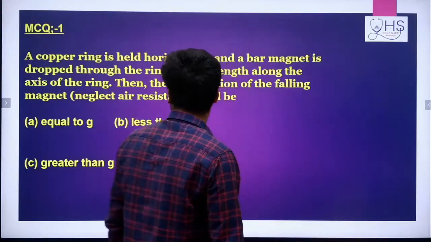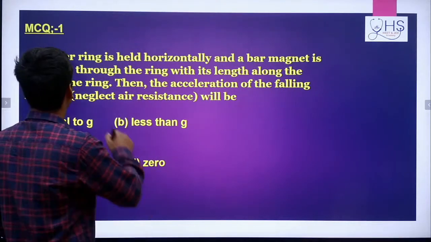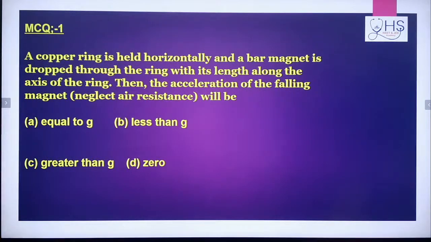Okay. Now come to here. So in Lenz's law, some questions are here. Lecture 2 MCQs. A copper ring is held horizontally and a bar magnet is dropped from the ring with its length along the axis of the ring. Then the acceleration of the falling magnet will be what?